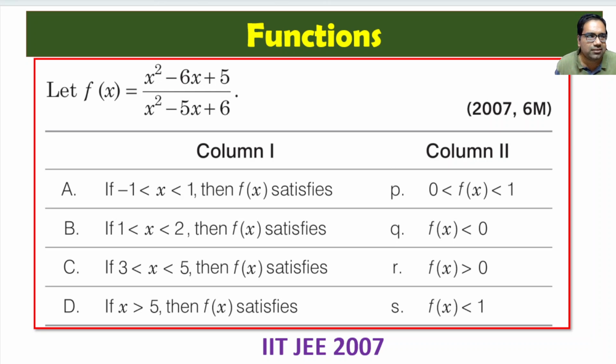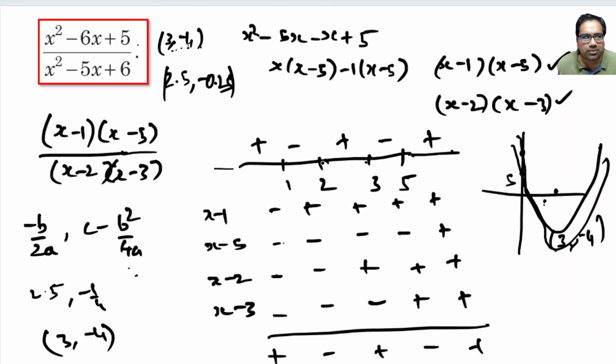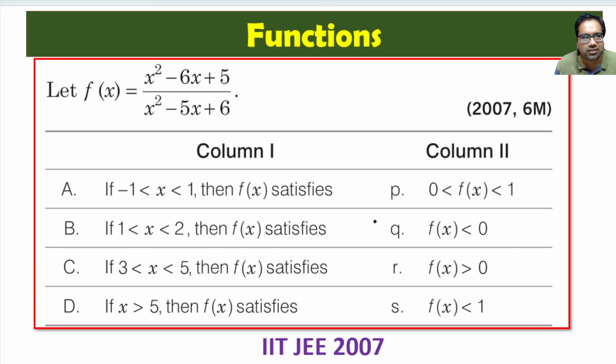Now 1 less than x less than 2. Between 1 and 2, this fraction itself is negative. So this is the correct answer, and this positive one is not correct. Here it is not clearly mentioned, but this is also not correct because f of x cannot be positive, f of x is negative. Between 1 and 2 it is negative, so Q is the correct answer. So A maps to P, B maps to Q.